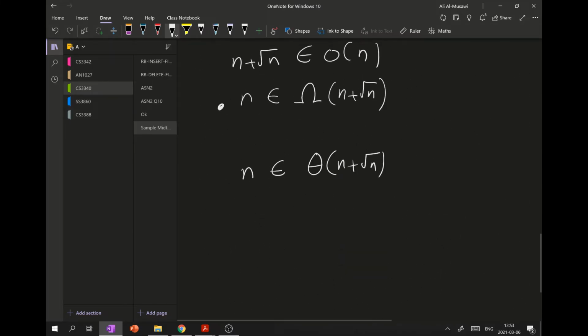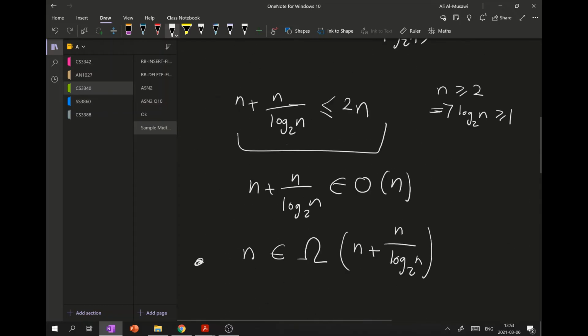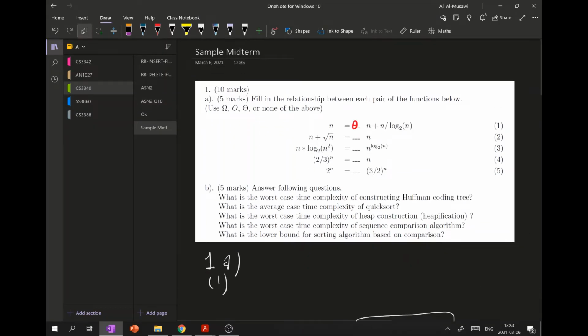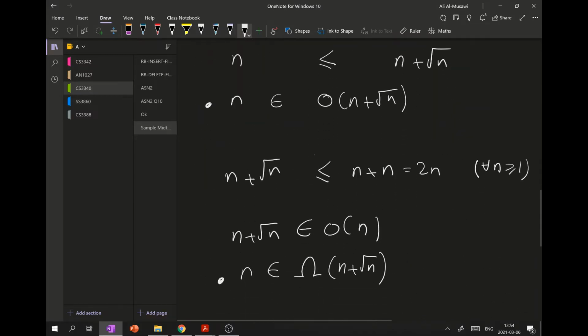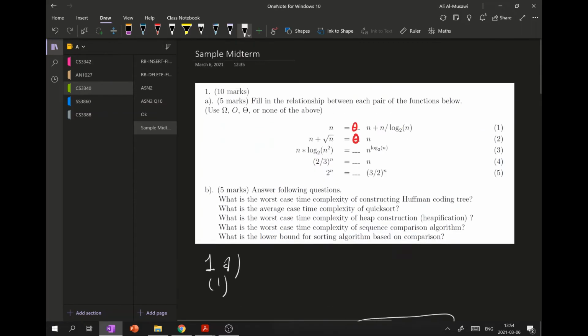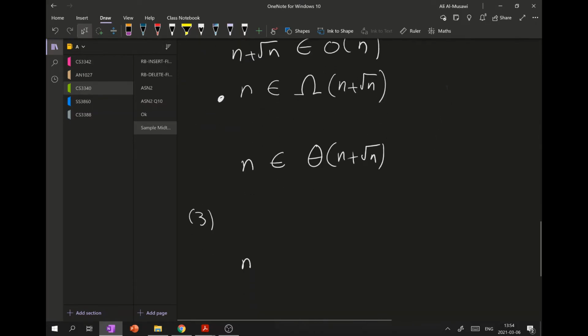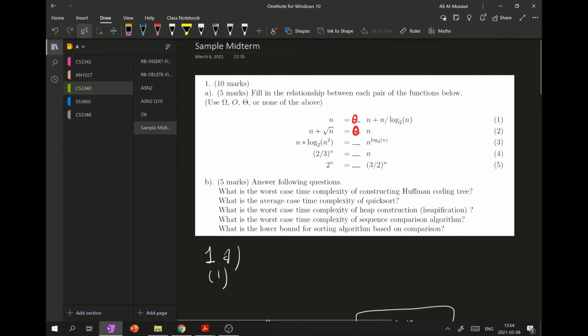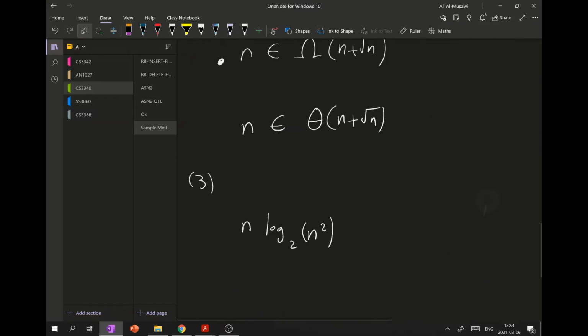Looking at the next question, let me write that down. We have n times log 2n squared and n to the log 2n. So let's write them down. I already forgot. n log 2n, n log 2n squared. And the other one was, I believe, n to the log 2n.